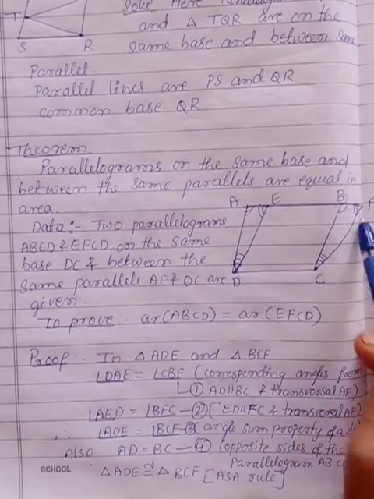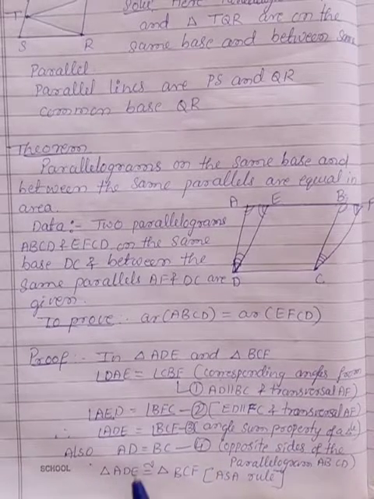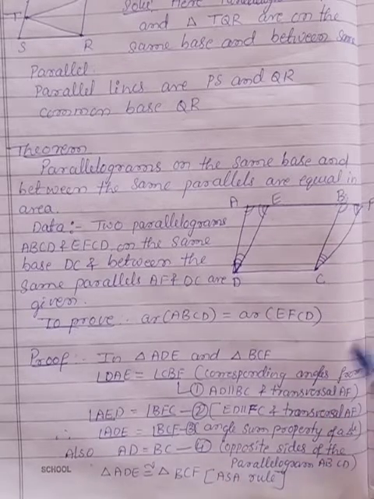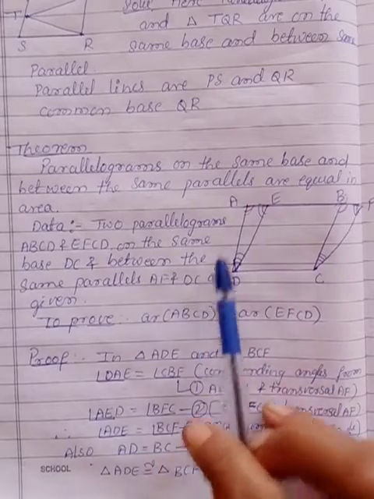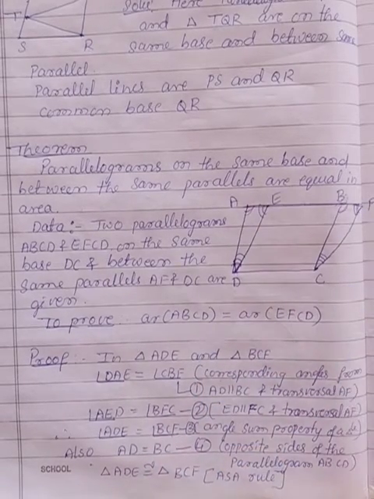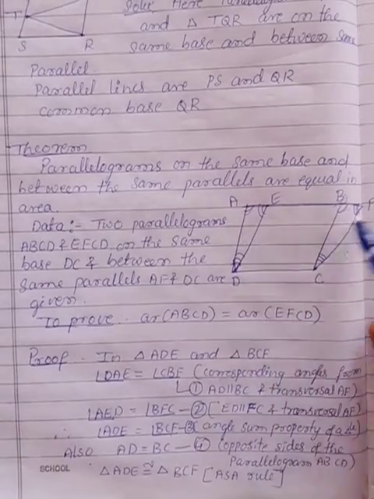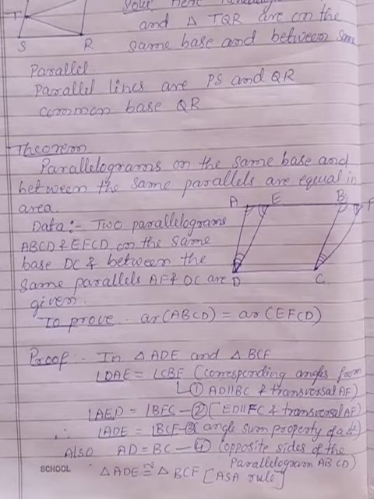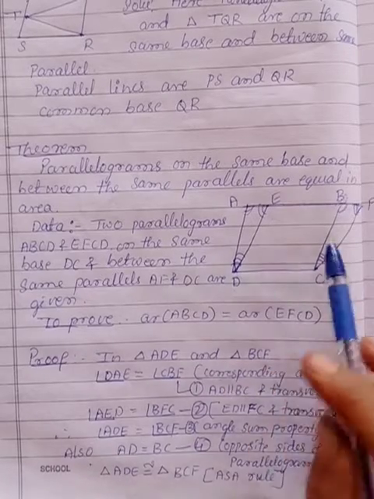So when 2 angles are equal, the third angle is also equal from the angle sum property. Call it 3. That is, ADE will be equal to BCF. So all the angles are equal. Also AD is equal to BC, opposite sides of a parallelogram. So 2 angles and 1 side we got. That's why this triangle is congruent to this triangle by the ASA rule. If they are congruent, we already said the areas will be equal for congruent triangles. So the area of ADE will be equal to the area of BCF.